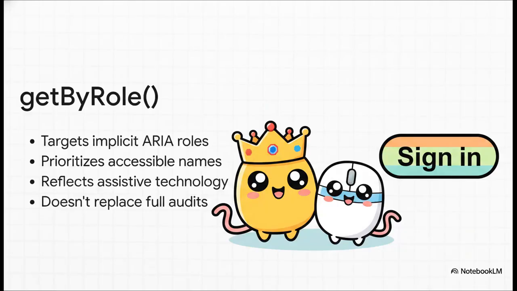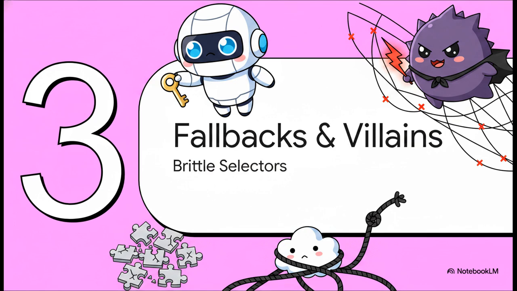Let's drill down a bit into that S-tier locator, GetByRole. This is literally the best way to locate elements because it reflects exactly how users and assistive technologies interact with your app. You're targeting implicit ARIA roles like buttons or headings and pairing them with accessible names to pinpoint the exact element. For example, looking for a button named Sign In. Now, just a quick aside, keep in mind that while this is incredible for simulating user behavior, it definitely doesn't replace a dedicated, full accessibility audit. But, we don't live in a perfect world.